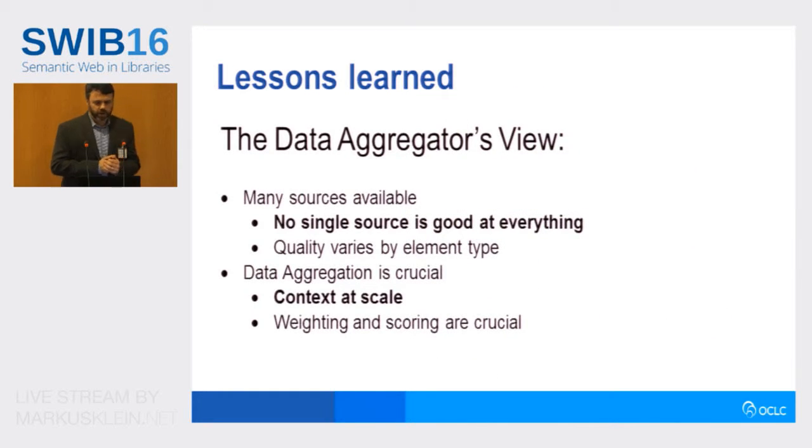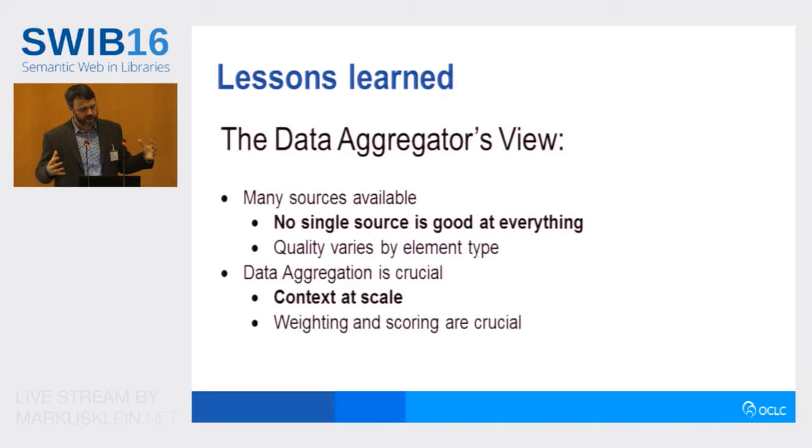So, some lessons learned. I have lessons learned from the data aggregator view, from the service provider view, and from the pilot activity participants' view. The first is that many sources are available, and no single source is good at everything. Not naming names, but we found that some files would be really good at dates, and so we trusted those. But another file might be excellent at a specific language format, so we would trust that one a little bit more. So the quality does vary widely by element type. When we're talking about weighting, preferring, or adjusting, that's not at the source level, that's at the field-per-source level.